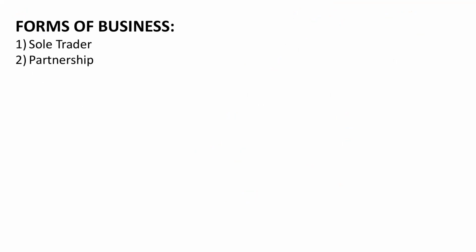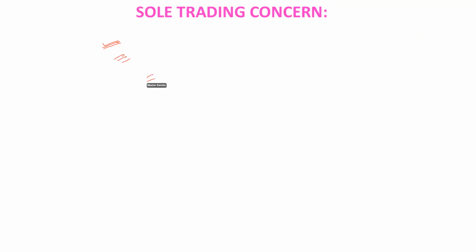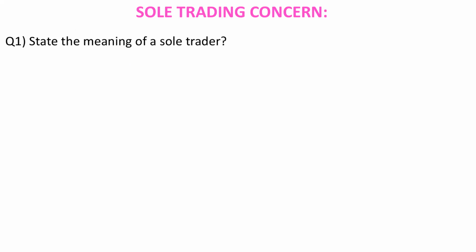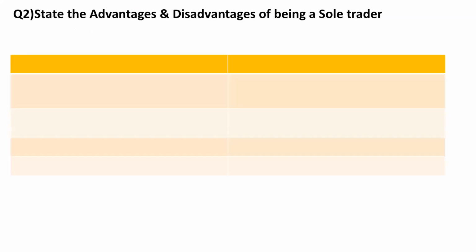Before that, do you all know the different forms of business whose income statements we would be studying? We are going to study the financial statements of a sole trader, partnership, company, and limited companies. Before studying that, let's look at a little bit of theory. What are the advantages and disadvantages of being a sole trader?